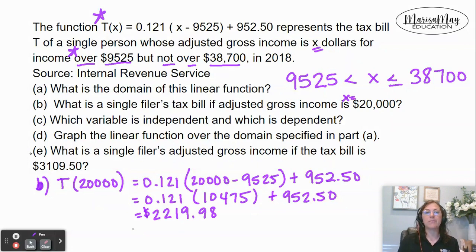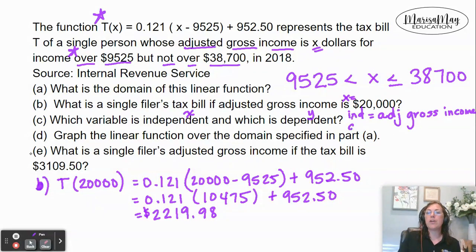C is asking for which variable is independent, that's always your x, and which one is dependent, that's your y. So for us, the independent is x here, and they told us in words the adjusted gross income is x. So adjusted gross income would be my independent, and then the dependent would be the tax bill. That's the y value.